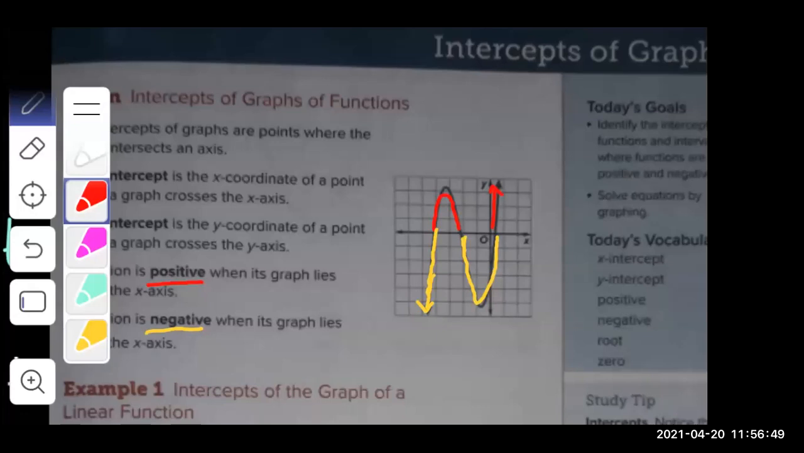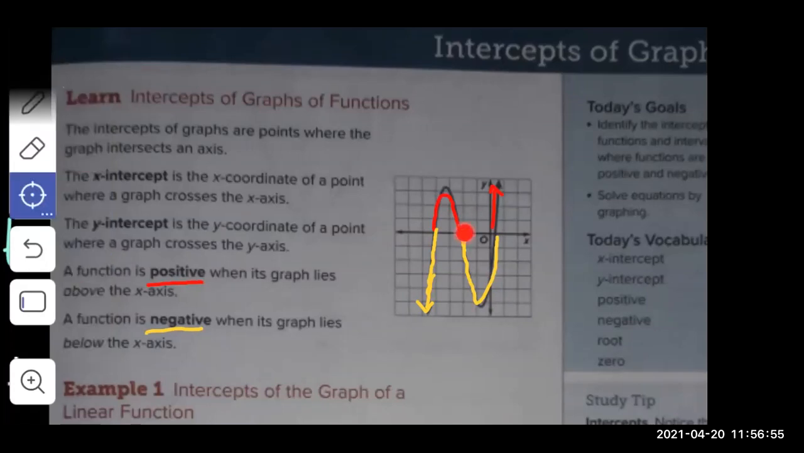Okay, this is basically, guys, how we identify what section of the graph is going to be positive or negative. Positive, guys, is all the part where the graph is above the x-axis. And it is negative if it is under or below the x-axis. If you didn't get it, don't worry. I'm going to have more examples.